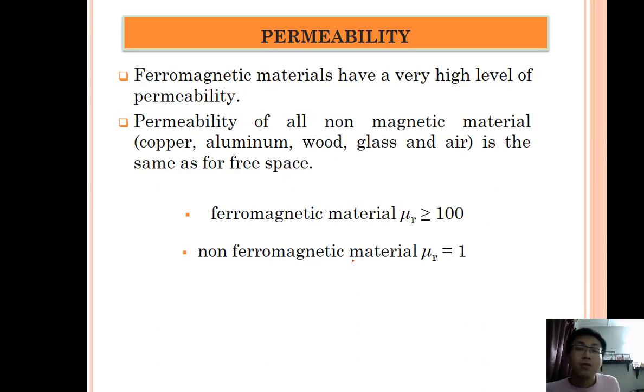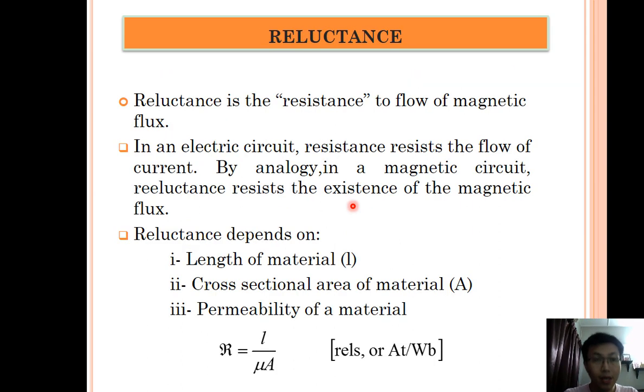So the ferromagnetic materials have a very high level of permeability. High level of permeability means a lot of flux is flowing through the materials. The permeability of all non-magnetic materials, for example copper, aluminum, wood, glass, and air, is the same as for free space. Ferromagnetic material, mu r, is more than 100. Non-ferromagnetic material, mu r, is usually almost equal to 1. Remember this one, it's very important.